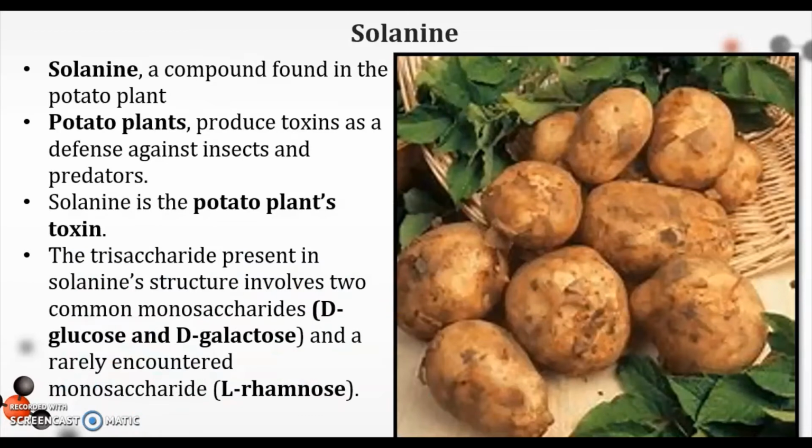Another oligosaccharide we have is solanine. This is a compound that is found in the potato plant. Potatoes also produce a toxin in order to fight against predators. Solanine is the potato plant's toxin. This trisaccharide is present in solanine's structure. It involves two common monosaccharides, namely D-glucose and D-galactose. It also contains a rare monosaccharide which is named L-rhamnose.